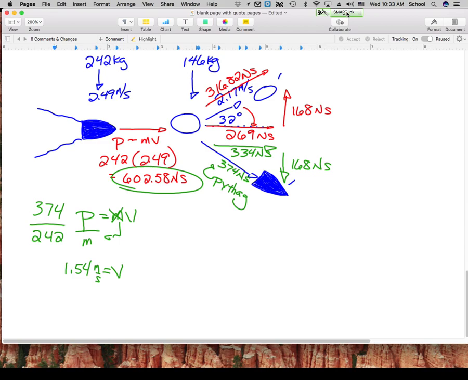Okay, so the only thing we haven't figured out is the angle it got deflected at. And how do we find the angle? Inverse tangent. So tangent minus 1. And what always goes on top? Opposite. Opposite, which is 168, over adjacent, which is 334.